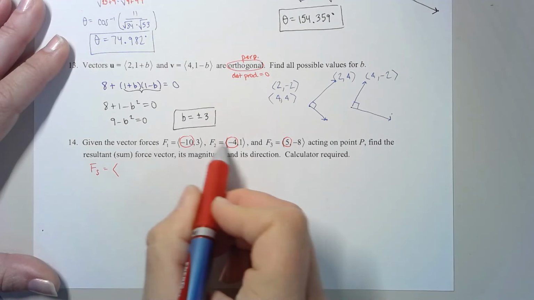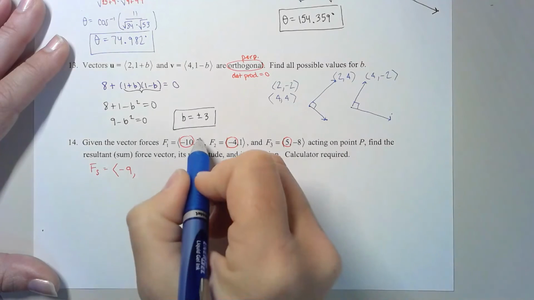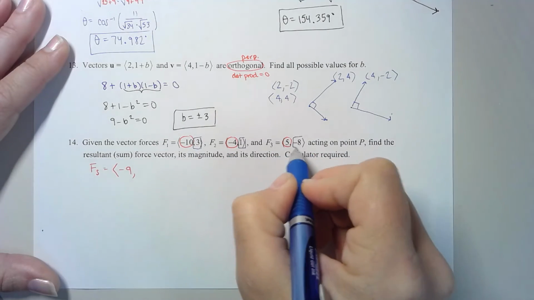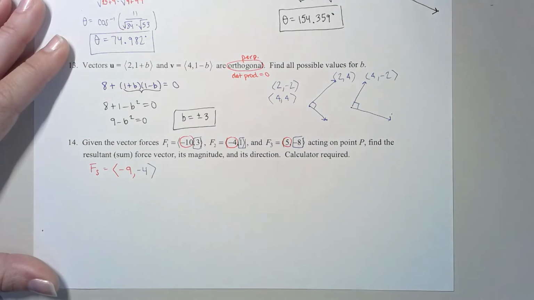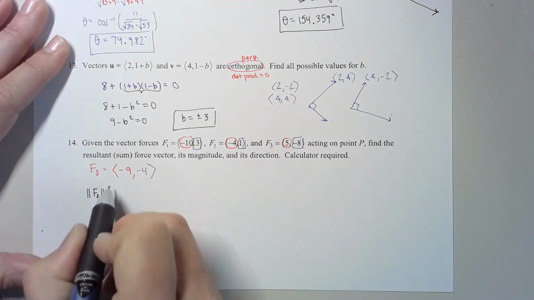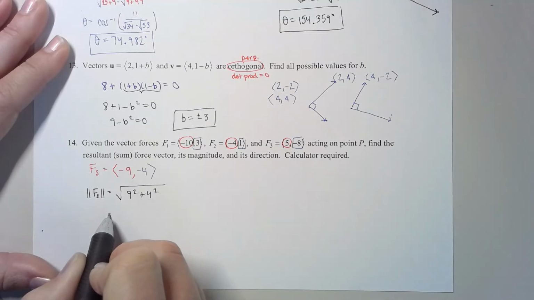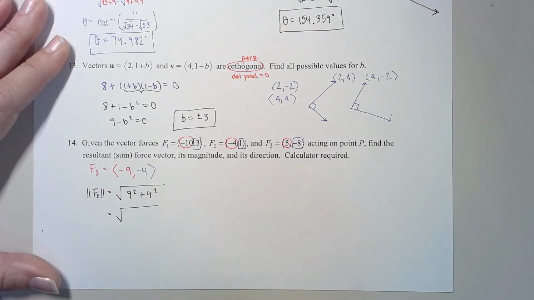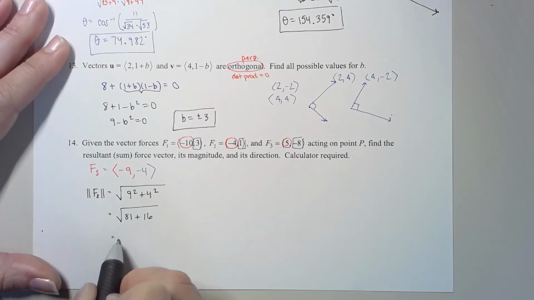Let me double check that. Negative 14 plus 5. And then we're going to add those vertical components to give me a negative 4. So there's the resultant force vector. And now we need to find its magnitude and its direction. So the magnitude of the resultant is the square root of 9 squared plus 4 squared. And they said use a calculator at this point. I mean, I could grab one. I'm not hung up on it.